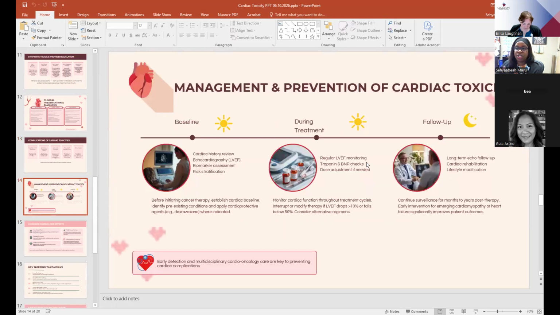And then managing and prevention of cardiac toxicity here. We want to look at cardiac history review, biomarker risk assessment before initiating cardiac therapy, establishing cardiac baselines, regular left ventricular ejection fraction monitoring, and screens and then follow-ups, so long-term echo follow-ups, cardiac rehabilitation, and lifestyle modification.